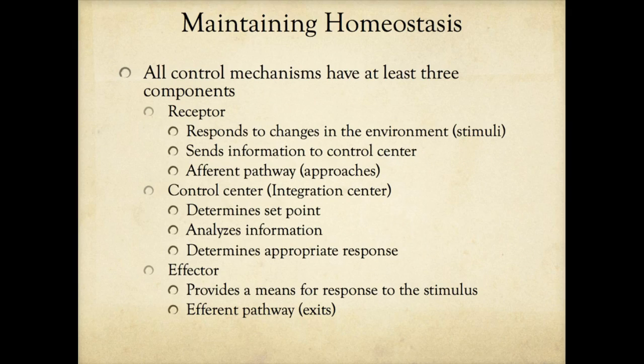So again, once more, the receptor, the control center, and the effector are how we maintain homeostasis. We have to be able to sense the change. We have to be able to determine what's the best way to respond to that change, and then we have to have something carrying out our response.